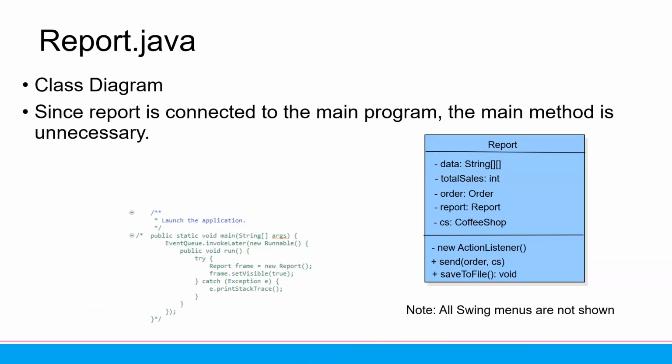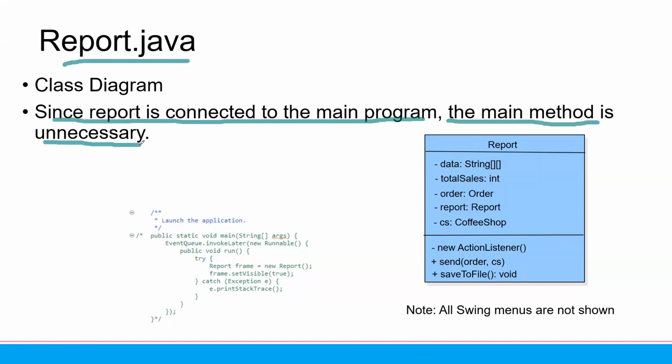You need to make your class diagram. I'm not sure how you will conduct your team project, so I have not checked your video. I will check your video later. For every one of your classes, I am expecting you to create the class diagram. So this is the class diagram for the report.java. Since report is connected to the main program, the main method is unnecessary.